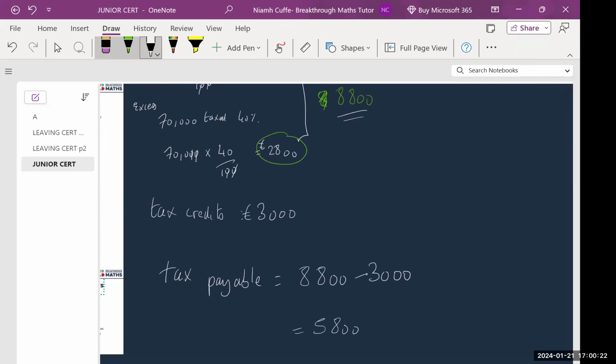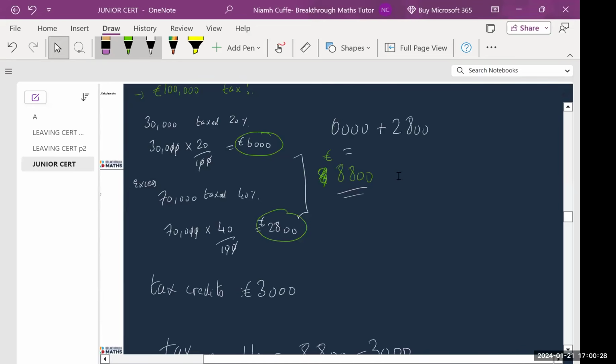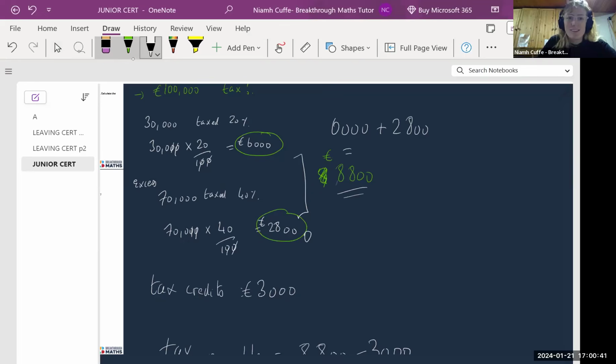Sorry, Niamh. Yes. Is it not 28,000 and not 2,800 in the 40% tax rate? 28,000. I'm sure you're right. All right. It is. Yeah. Exactly. Well done. That's why I was questioning myself, but I was right too. Well done. Exactly. Okay. Thanks. No worries.